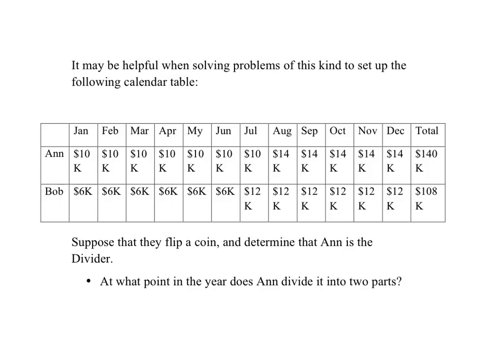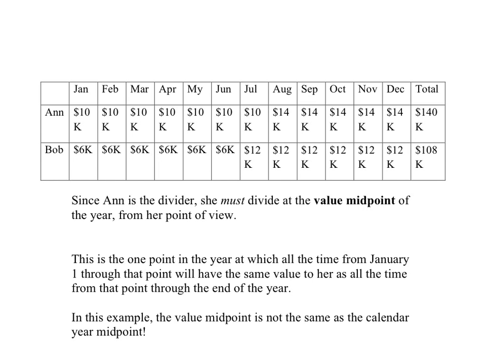Remember what the rule is. The divider must divide the goods into two shares that are equally valuable from her own point of view. The issue here is equally valuable. So she has to divide at the value midpoint of the year from her point of view, and that is not the same thing as the calendar year midpoint. There's no reason why the value midpoint will be exactly the end of June, beginning of July.